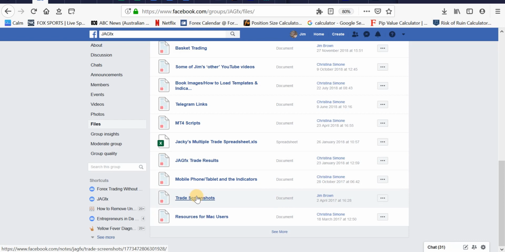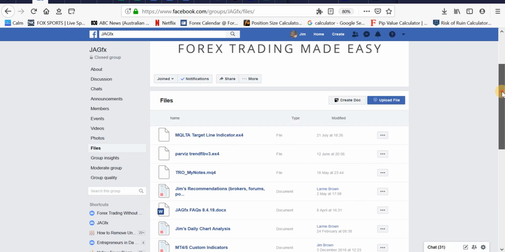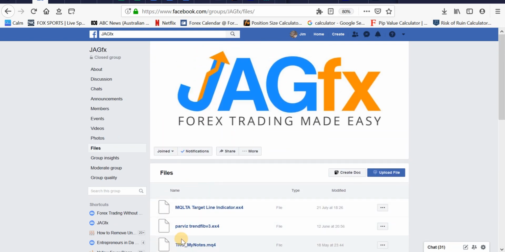So every trade screenshot I post, I save in a folder, which everyone's got access to. Resources for Mac users, mobile phone, tablets, and indicators. So there's a lot of information there. As I said, I'll probably tidy it up a little bit, move some of these. So go back to discussion.